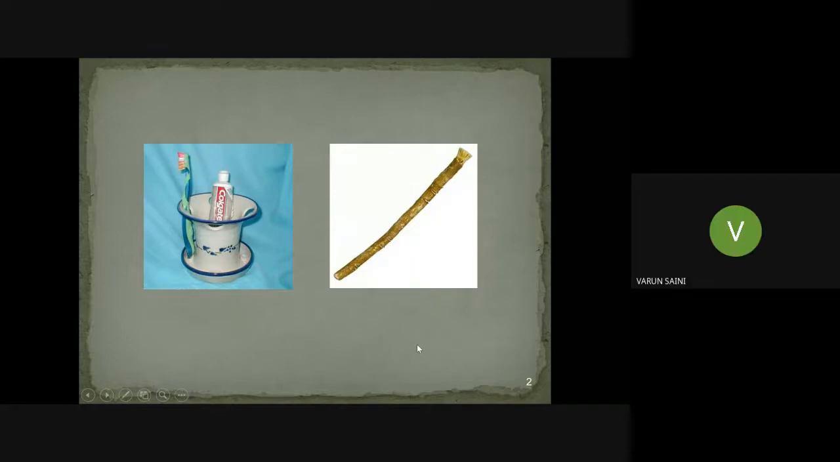Sir, old method and the second one shows the evolution. Old method and new method. Someone is saying old. Anyone else? Sir, it shows the evolution, like methods which were used earlier and now. Okay, anyone else?